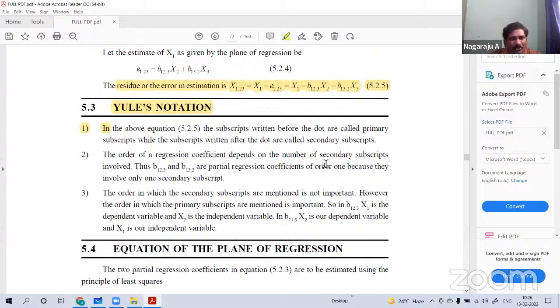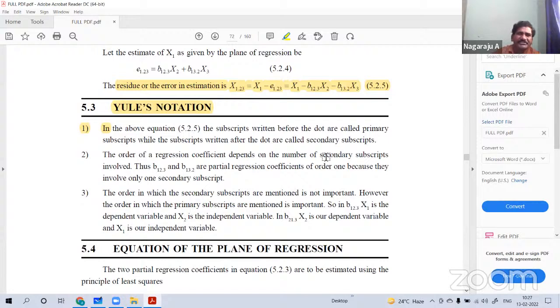In that, the coefficients b12.3 and b13.2 are partial regression coefficients of order one, with secondary subscripts involved. These are different kinds of observations, x1 on x2 and x1 on x3. In such a way we want to rectify the corresponding errors. In this notation we can see the residual, or the error in the estimation, x1.23 equals x1 minus b12.3 x2 minus b13.2 x3. So this is what we call Yule's notation.